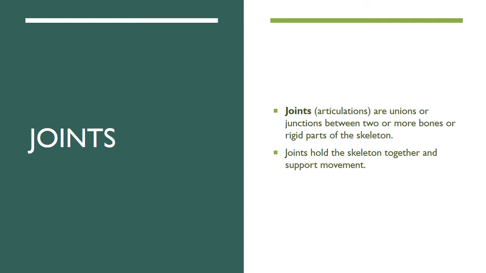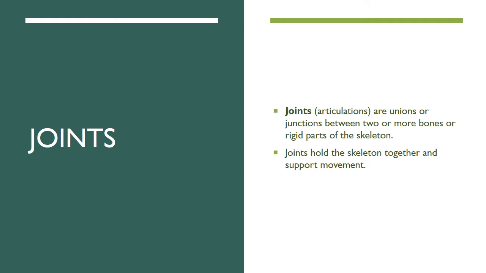There are about 400 joints in our body. Joints exhibit a variety of forms and functions in our body. According to the structure, they are classified into fibrous joints, cartilaginous joints, and synovial joints. According to their function, they are classified into amphiarthrosis, synarthrosis, and diarthrosis joints.